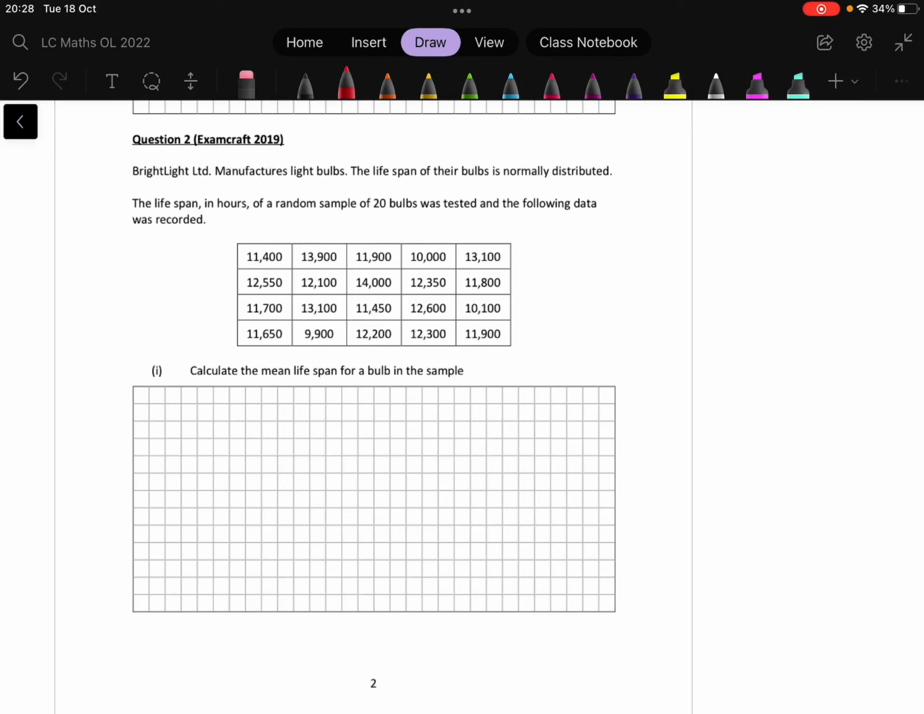Okay, question 2. So question 2 comes from an Examcraft mock paper from 2019. So the question says, Bright Light Limited manufactures light bulbs. The lifespan of their bulbs is normally distributed. Okay, that's not really relevant for what we've done so far. I've just adapted this question to suit us. So the lifespan in hours of a random sample of 20 bulbs was tested and the following data was recorded.